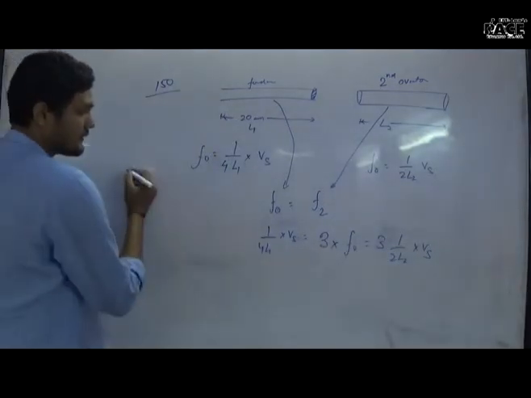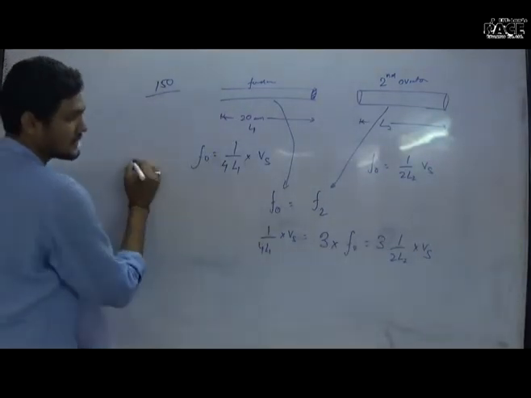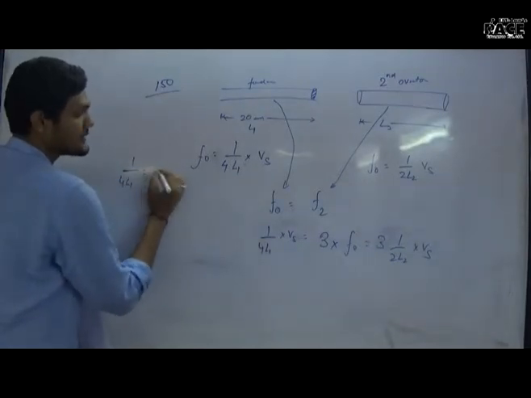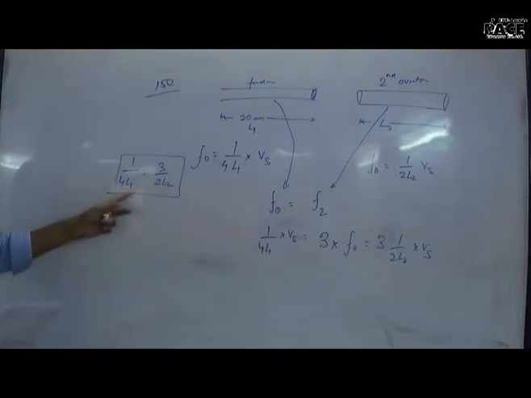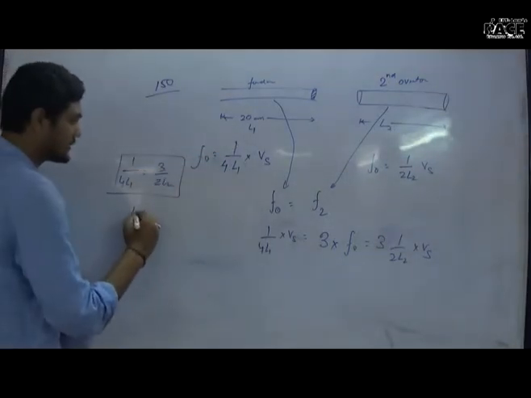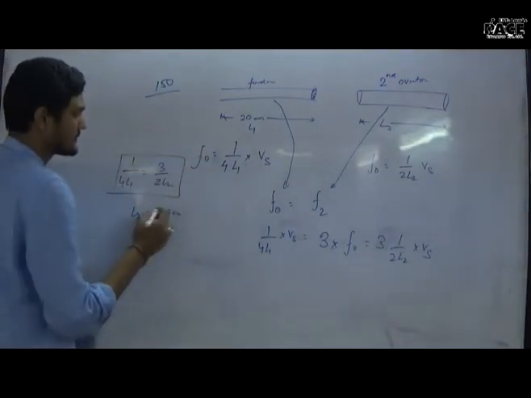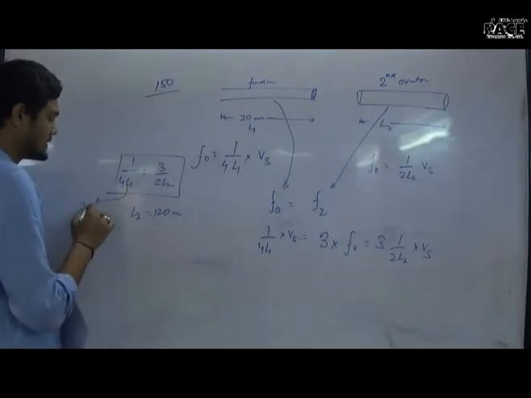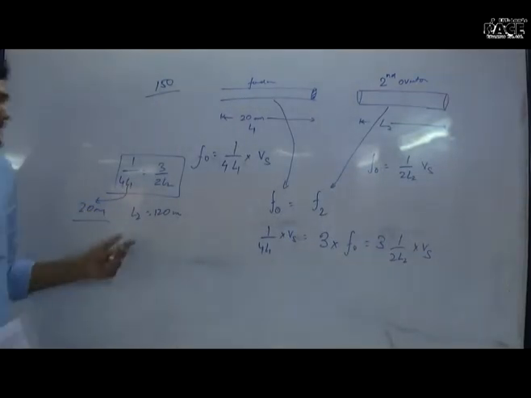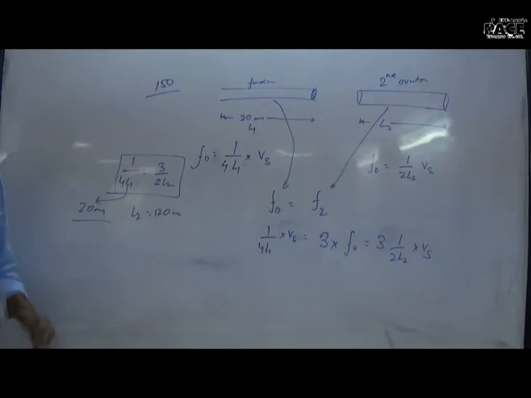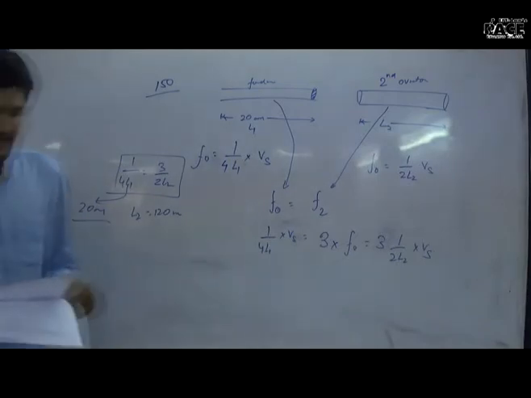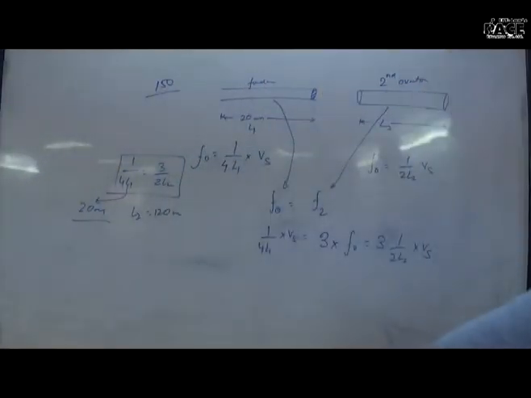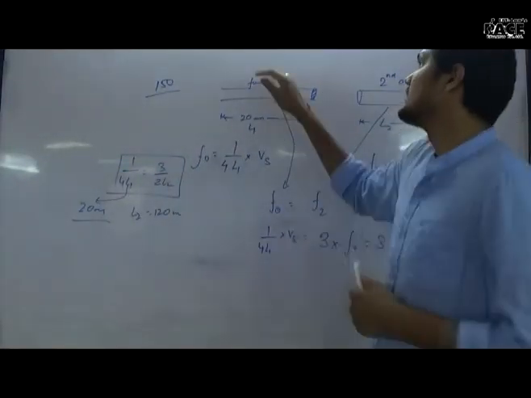Now compare the first equation and the third equation. The velocity of the sound gets cancelled. You'll get 1 by 4 L1 is equal to 3 by 2 L2. Now put the value of L1 as 20 centimeters and you'll get L2 as 120 centimeters. So option 2 is correct for question number 150. Thank you guys for watching question number 146 to 150.